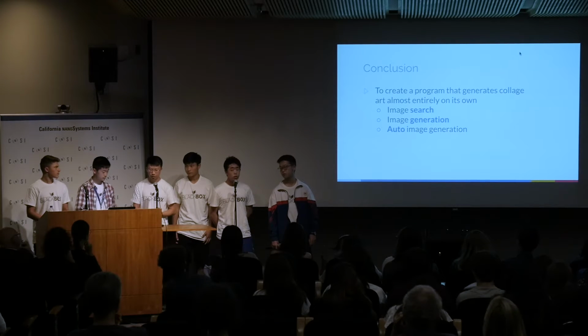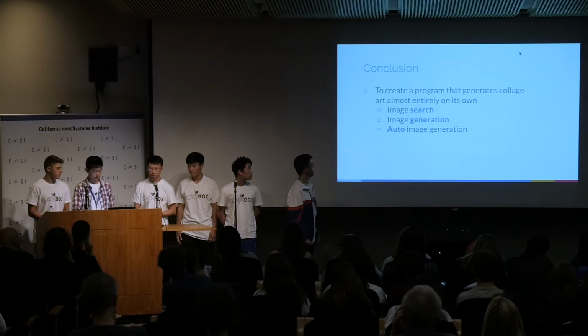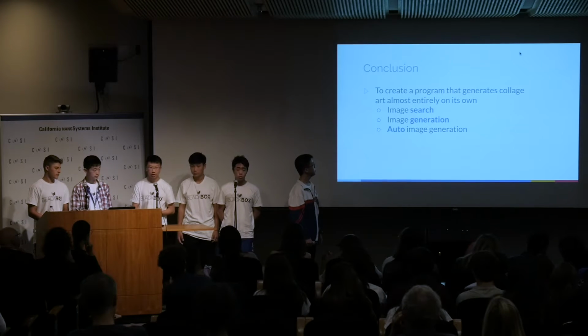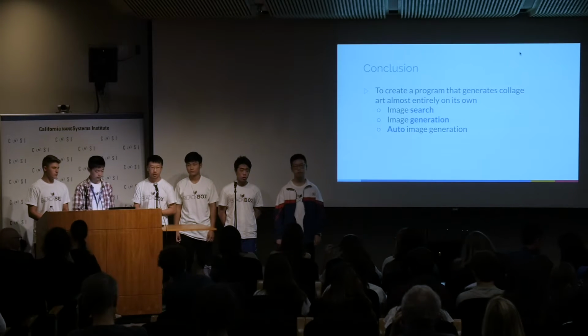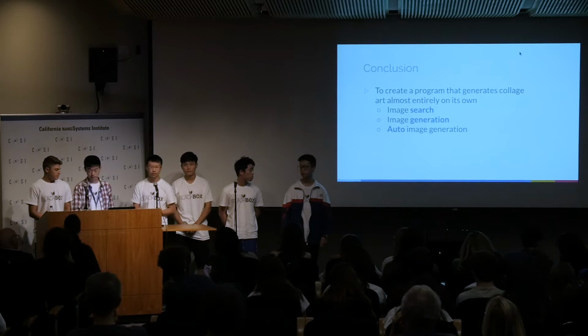To sum up, there are three main steps in order to create a program that generates collage art almost entirely on its own. The first one is image search. The second one would be image generation. And the third one is auto image generation.